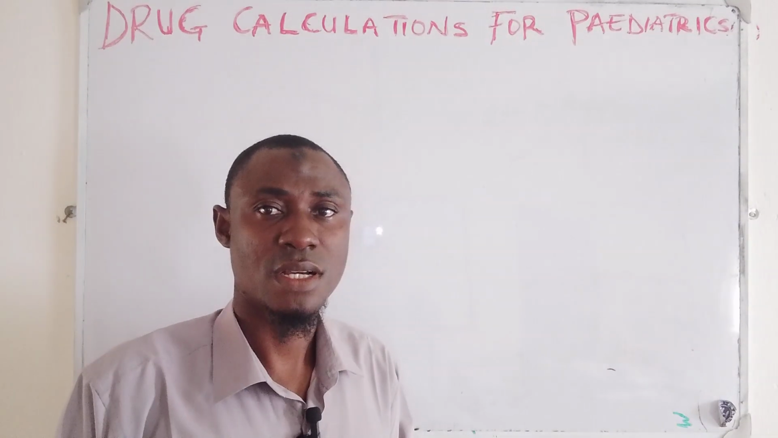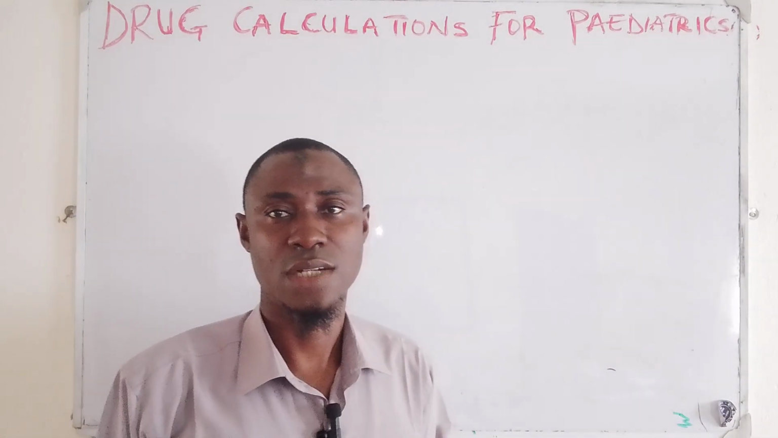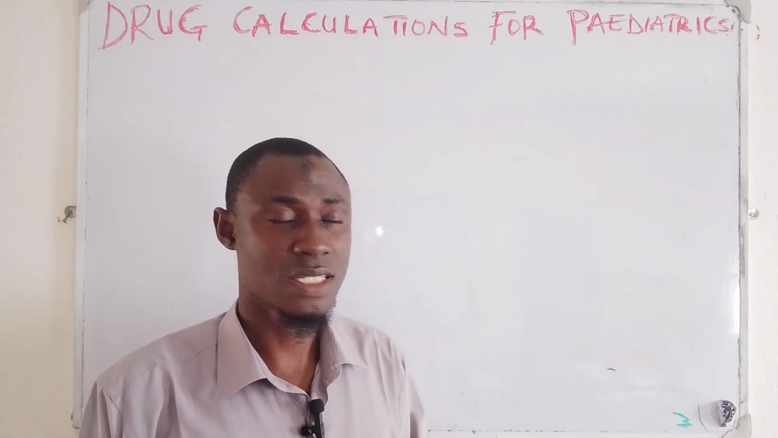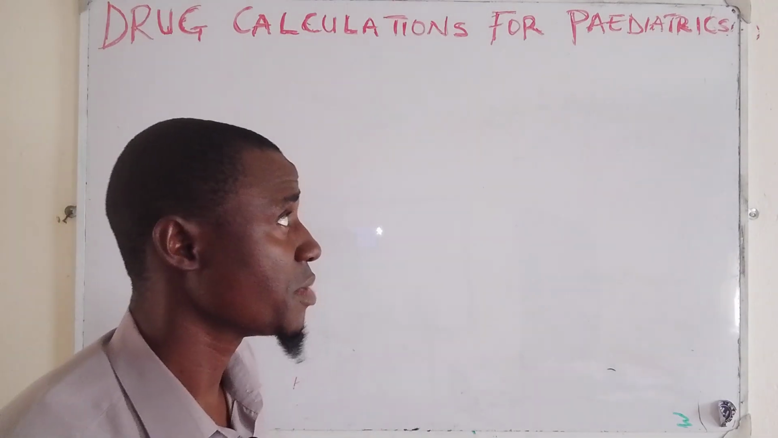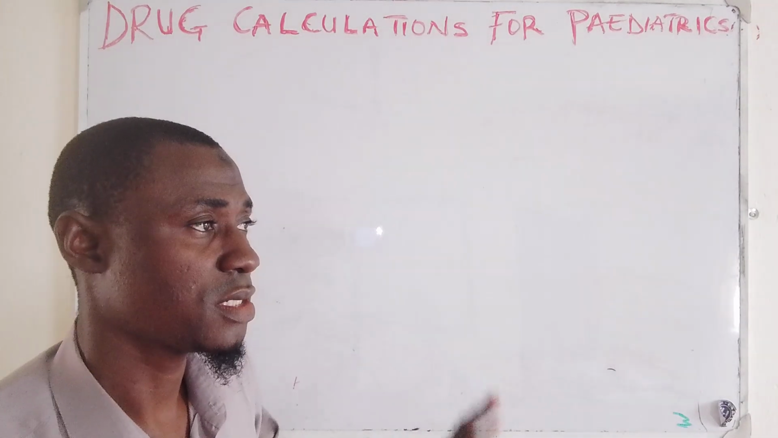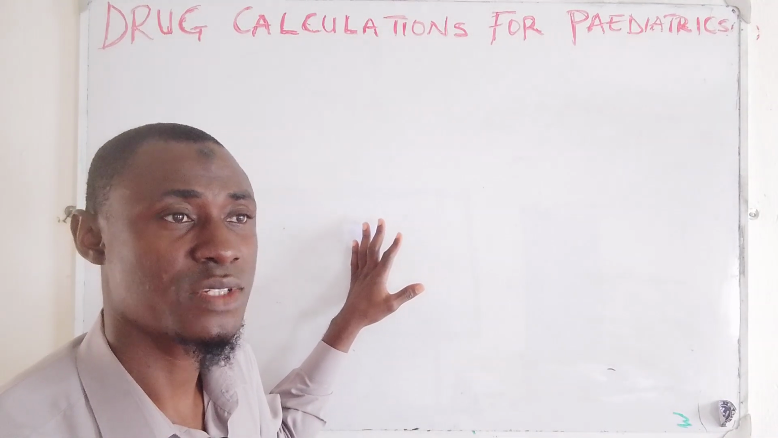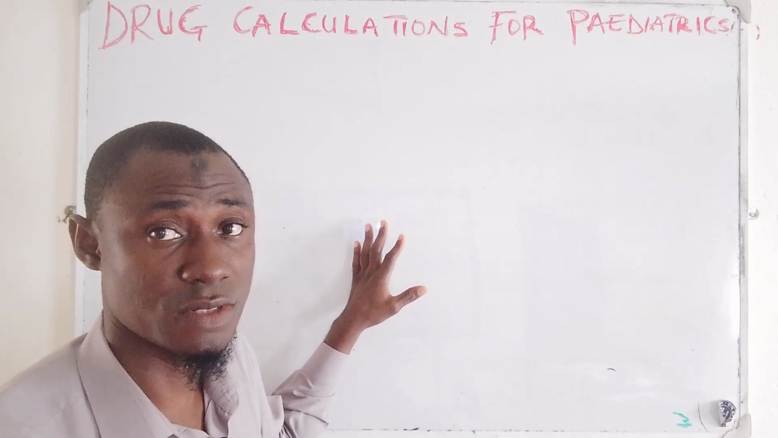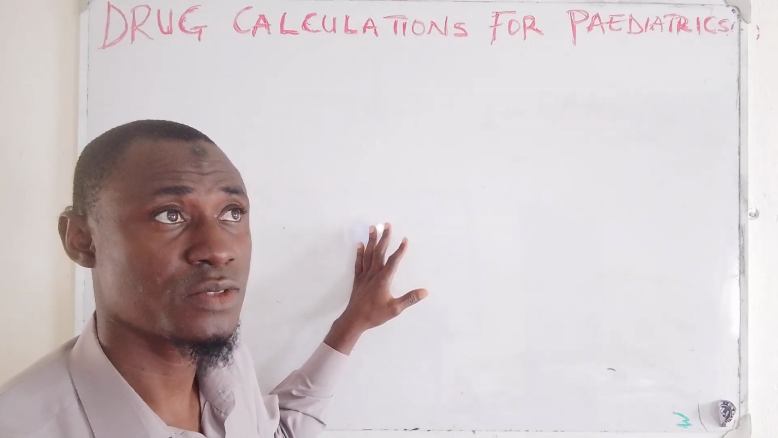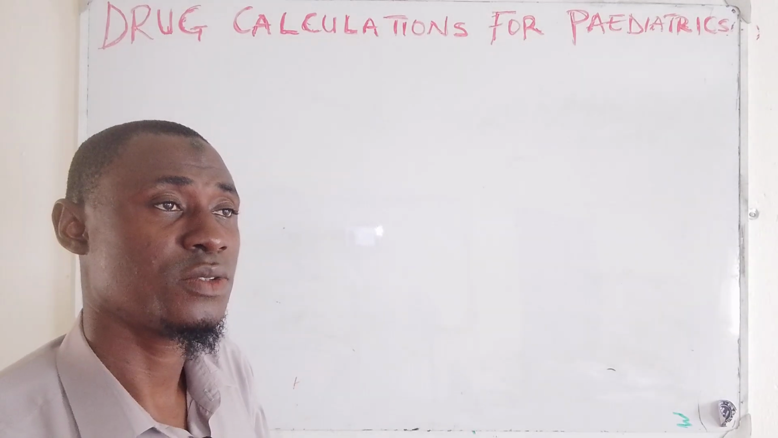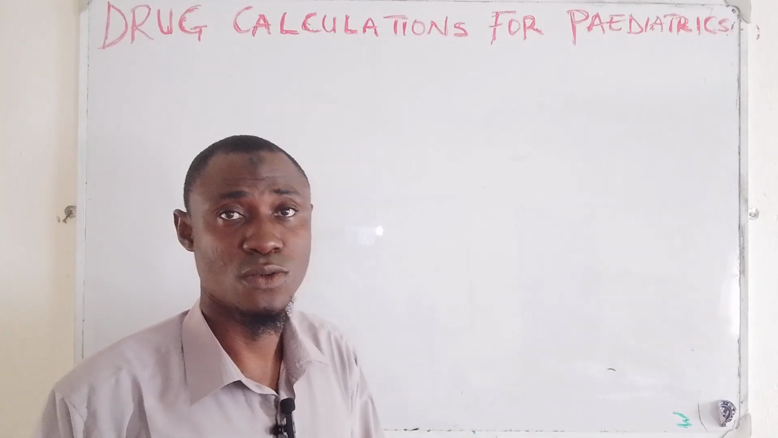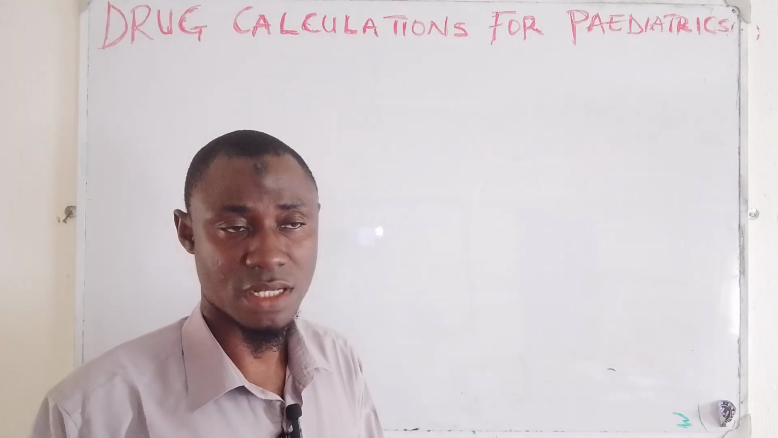Today we are going to commence our lecture on drug calculations for pediatrics. By pediatrics, I mean children. Now, for adult dose, we have most times fixed values for most of the drugs. But for children, or for pediatrics, you have to be calculating their dose based on certain parameters.